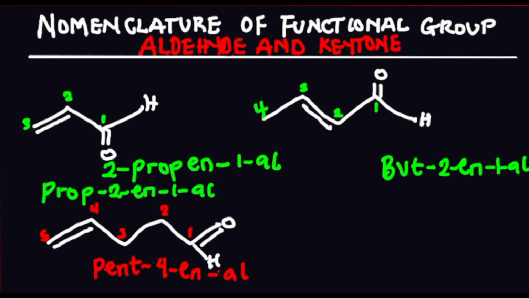It's very, very simple. You can just put 1-al here, or you simply write it as 4-pentenal. It's still the same thing, right? So that's just it. Now let's go ahead and write another one.